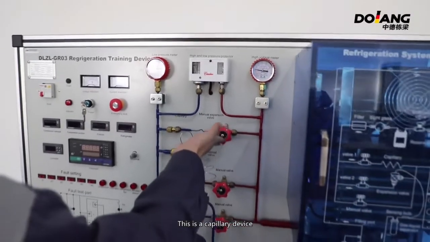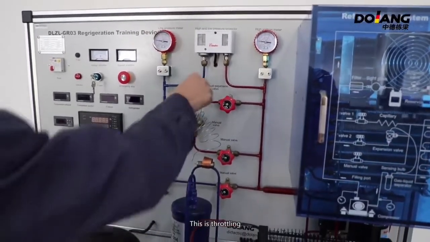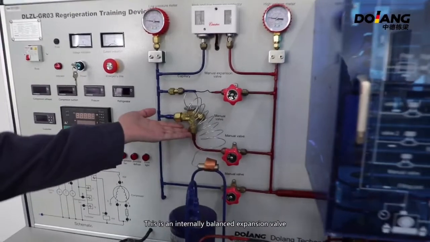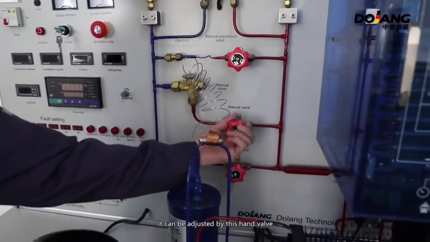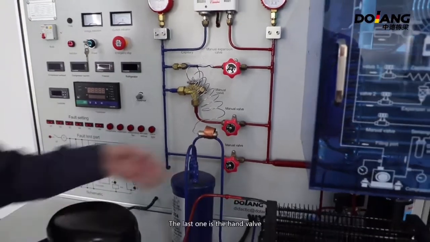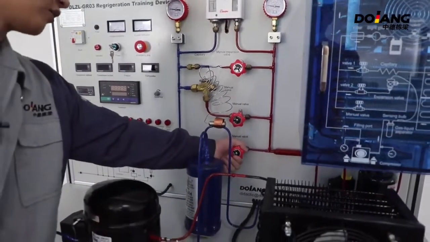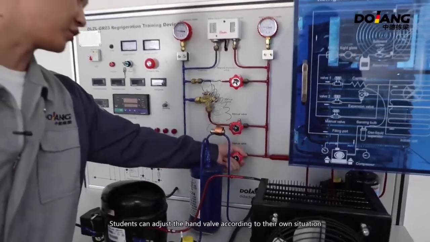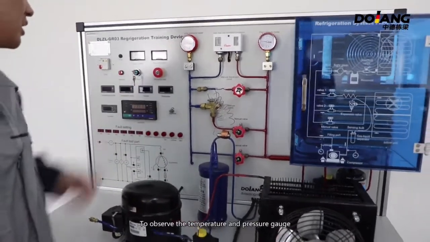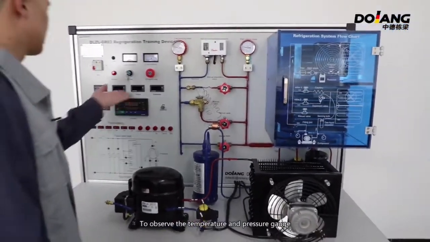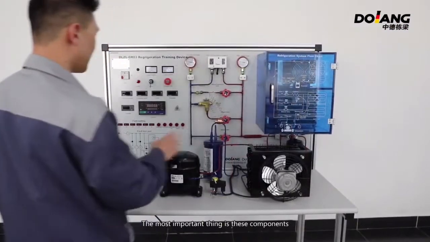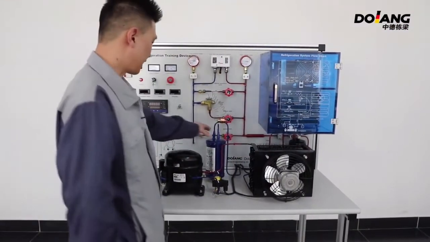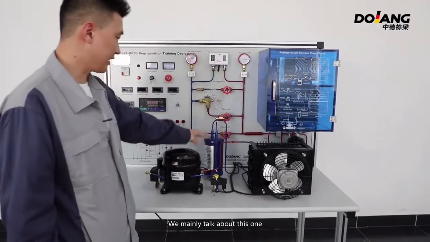This is a capillary device. This is throttling. This is the internal balance expansion value. It can be adjusted by the hand value. The last one is the hand value. Students can adjust the hand value according to their own situations to absorb the temperature and the pressure gauge. The most important thing is these components. We mainly talk about this one.